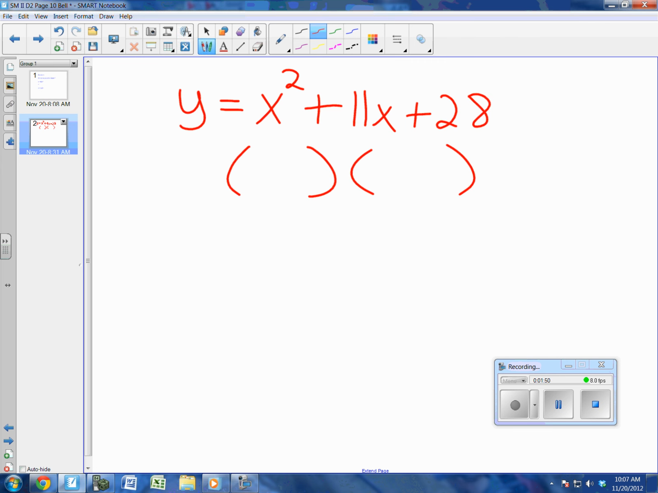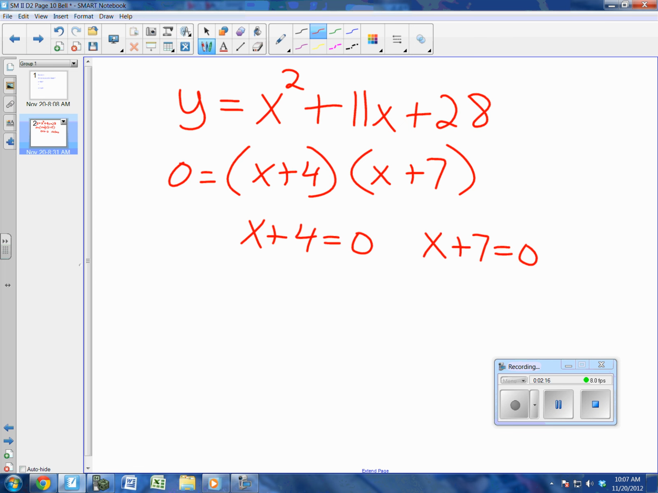The two numbers you can multiply together to get 28, so that when you add them together you get 11, are 4 and 7. So this factors to be x plus 4 and x plus 7, right? And when we're looking for zeros, everybody look up at this. When we're looking for zeros, we put a 0 in for y. Got it?